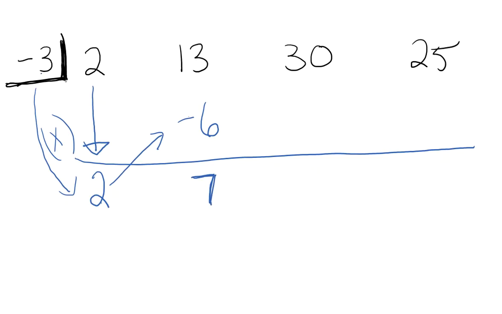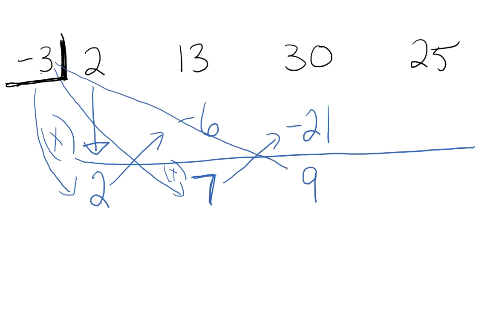I'm going to repeat that process. Negative 3 times 7 gives me negative 21. 30 minus 21 is 9. Keep going. Negative 3 times 9 gives me negative 27. And 25 minus 27 is negative 2.